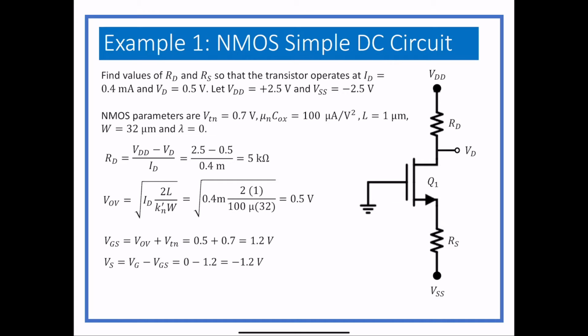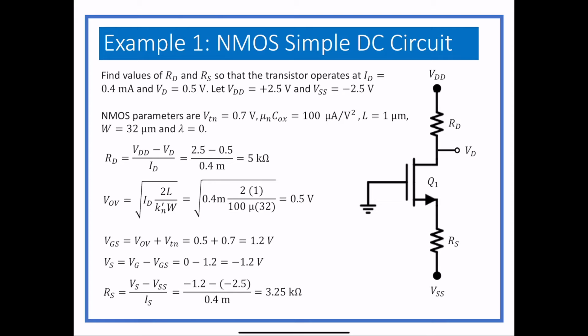Now that we've got that number, RS is just VS minus VSS over IS, and IS is the same as ID, so we actually know those values. The biggest thing is to pay attention to all the signs because everything's weirdly negative. So we have negative 1.2 minus negative 2.5 over 0.4 milli, and we get 3.25 kiloohms.